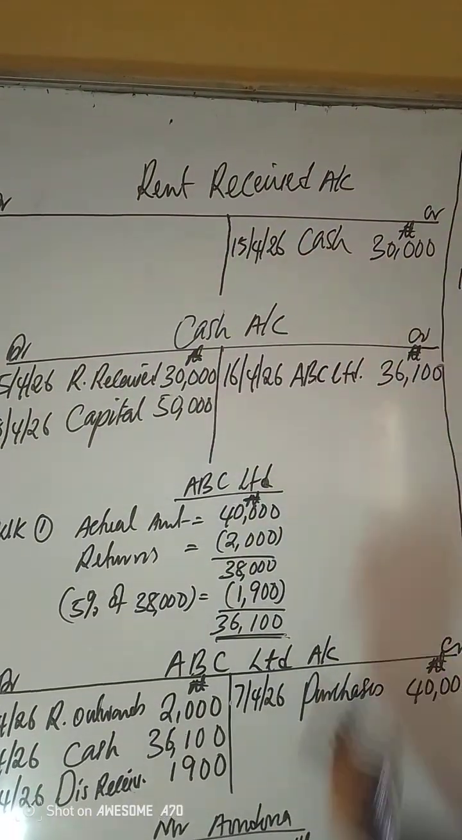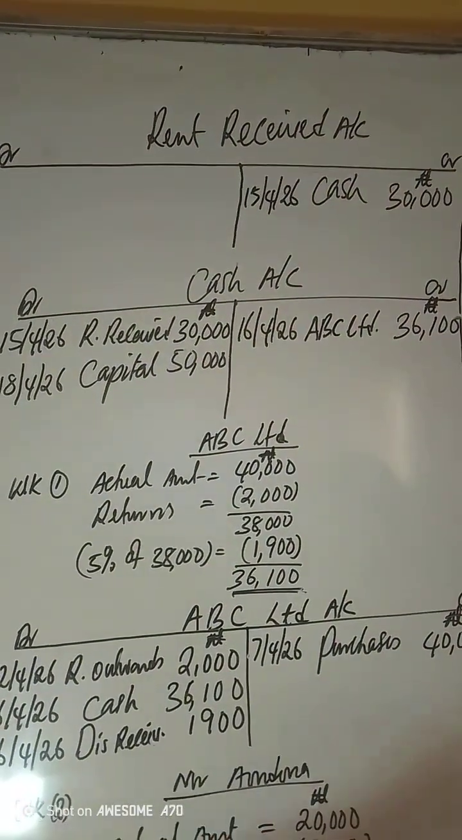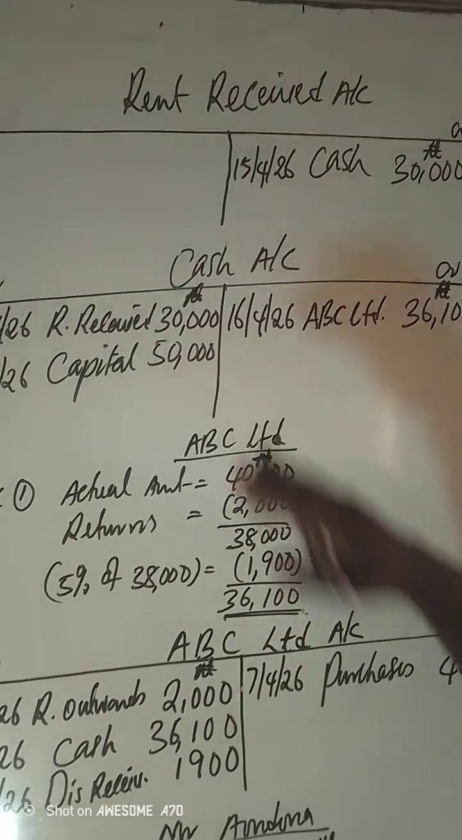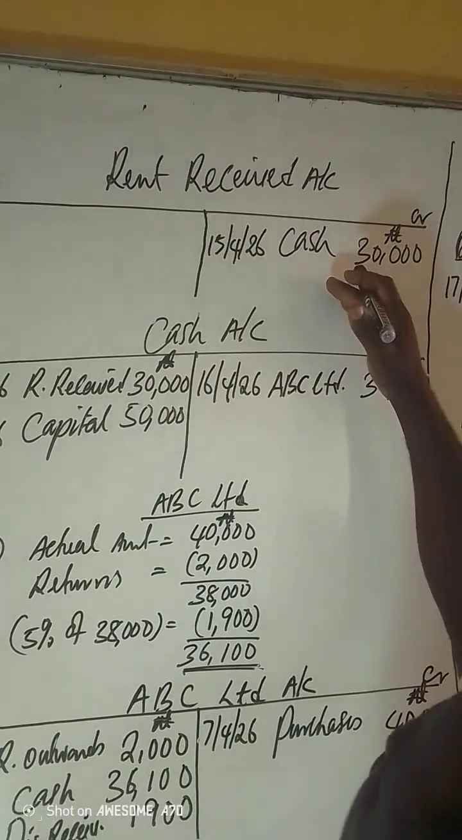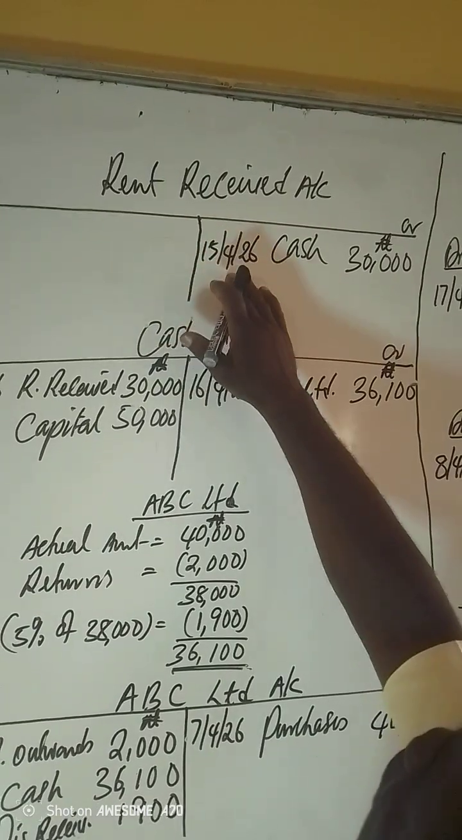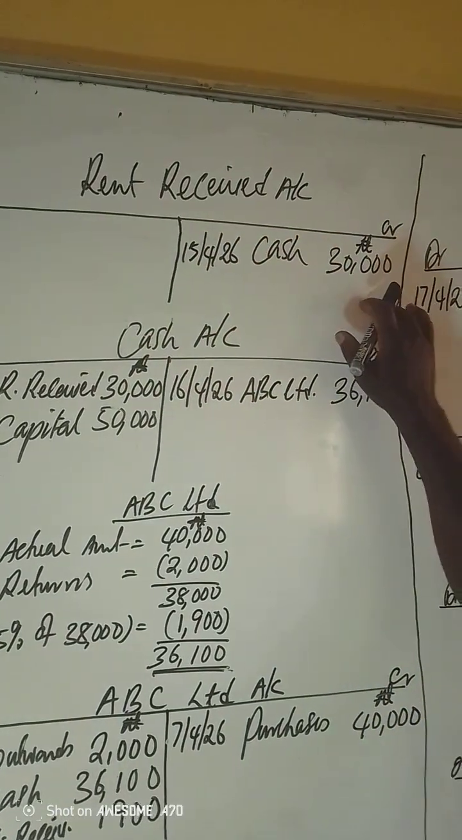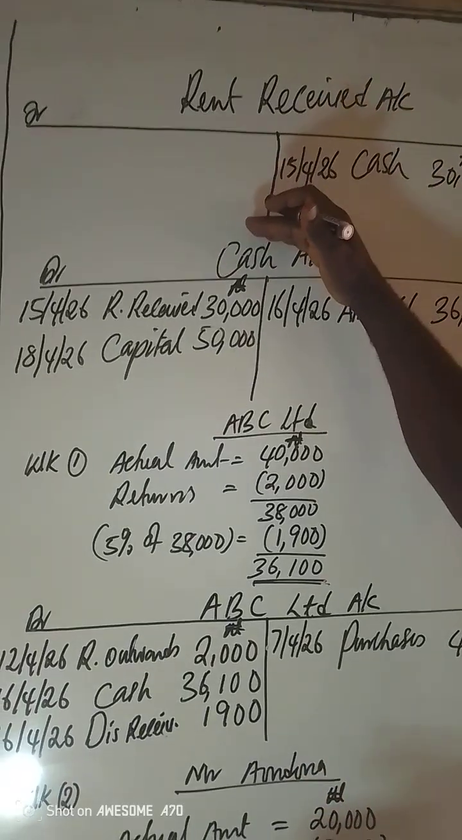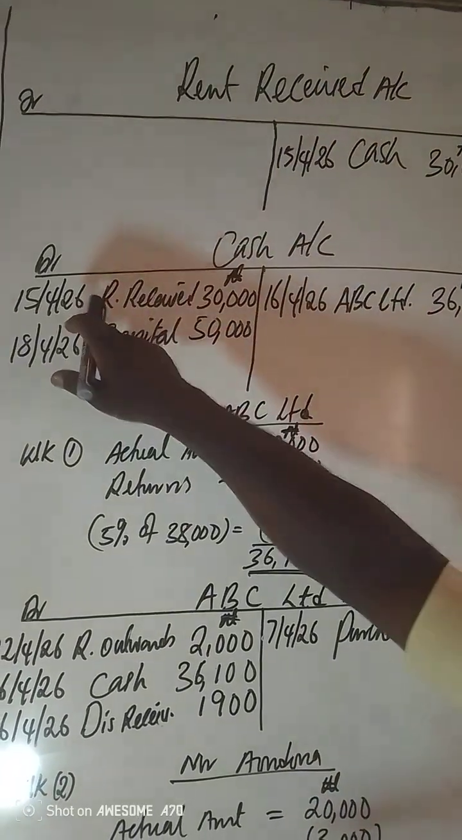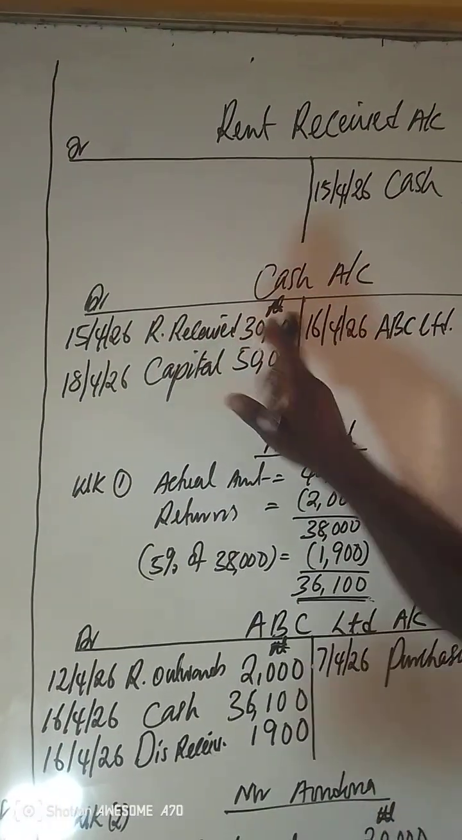And all income in accounting are credited, just like sales, commission received, and the others. So now say rent received account is credited because it's giving cash. On what date? On the 15th of April 26, cash of 30,000. You now come and open your cash account as a receiver account, and you now say cash is receiving from rent received, and the amount is 30,000. That is all. Let's go to the next one.